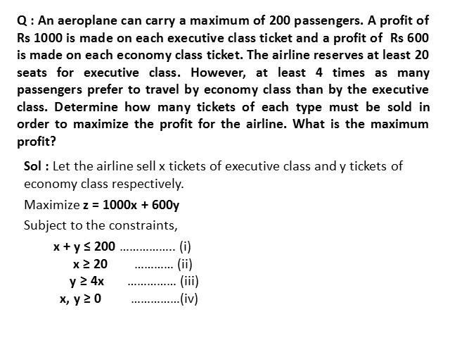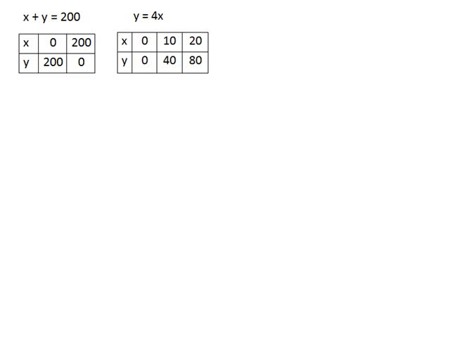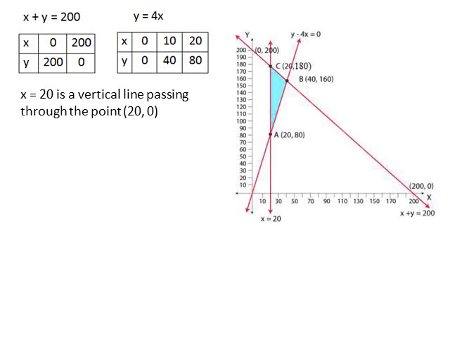Now we have to solve these linear constraints to get those values of x and y for which z is maximum. So first we draw the graph of equations x plus y equals to 200 and y equals to 4x with the help of these tables. x equals to 20 is a line passing through the point 20 and 0 and parallel to y-axis. So we draw it directly. Next, determine the shading of all the inequalities and get common shaded region as shown here. Then mark the corner points of this shaded region as A, B and C.